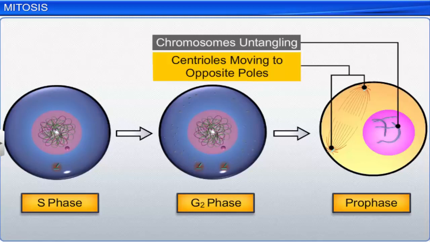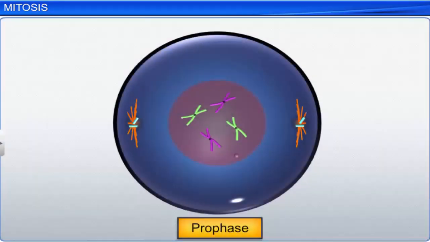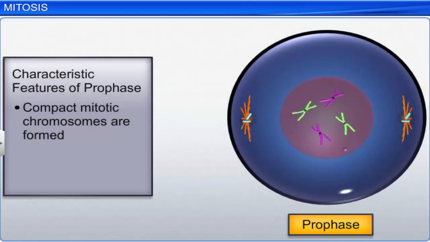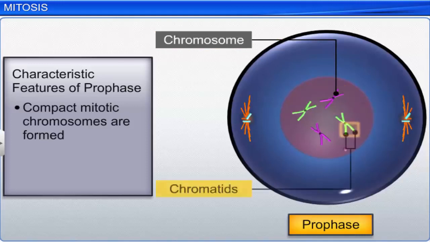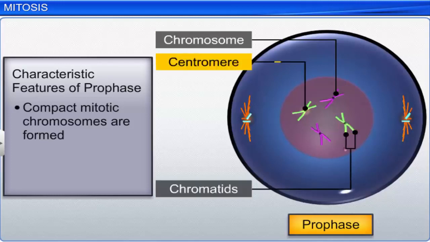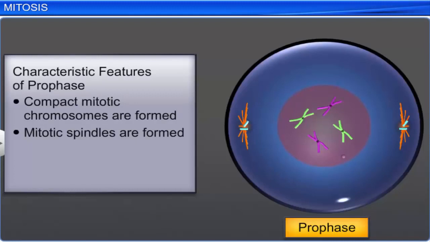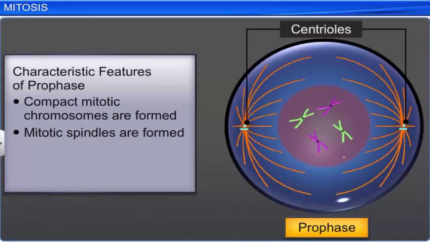Certain characteristic events mark the completion of prophase. Compact mitotic chromosomes are formed due to the condensation of chromosomal material, and each chromosome is made up of 2 chromatids attached together at the centromere. Moreover, the centrioles that had moved to the opposite ends of the cell initiate the formation of the mitotic spindles with the help of the microtubules and the proteinaceous constituents of the cell cytoplasm.